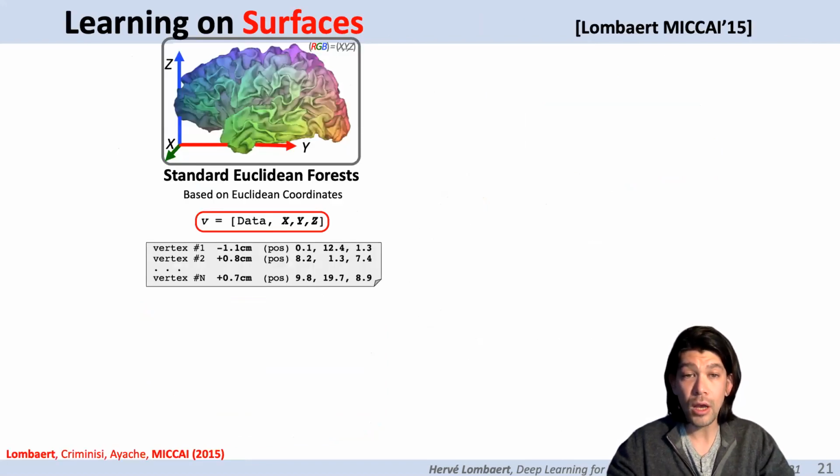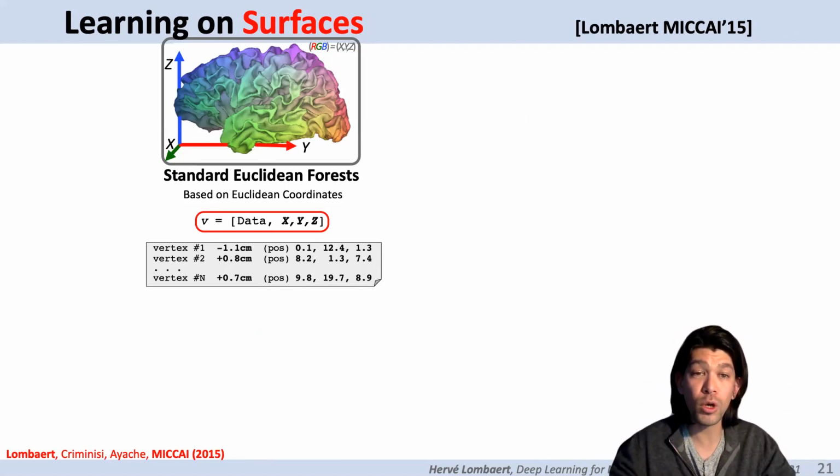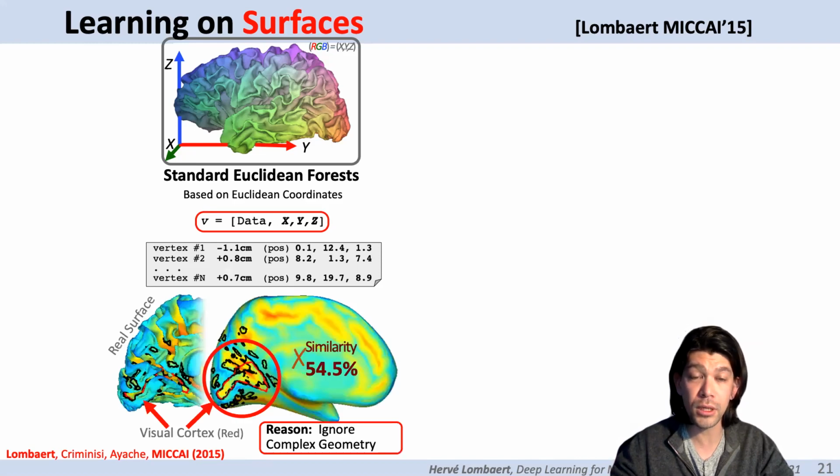Naively, we can think of using the raw data as XYZ coordinates. That's what we have, so that's okay. Let's feed the data. We have our data on the surface, for example here depth in centimeters, plus that's a huge matrix. Every vertex has data, minus 1.1 centimeter, for example, and then the position of the vertex, 0.1, 12, 0.4, 1.3, XYZ coordinates. We have a matrix like this, and we feed this into our favorite algorithm. For example, here it could be the random forest.